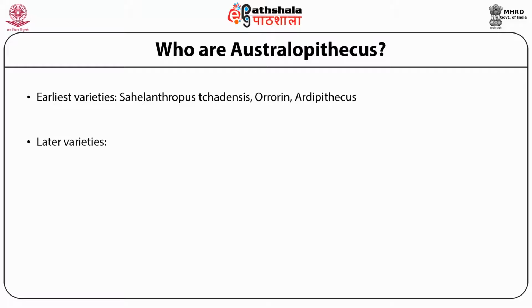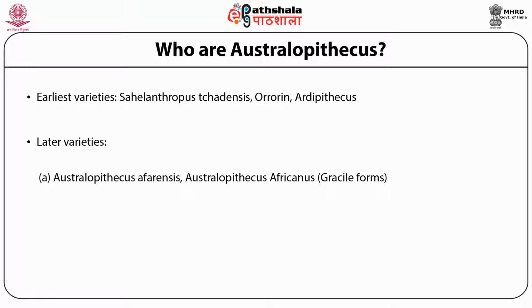So, the earliest varieties are Sahelanthropus, Orrorin, and Ardipithecus. Later varieties are Australopithecus africanus, Australopithecus afarensis, which is known to be the gracile form, and Australopithecus robustus and Australopithecus boisei as the robust form.